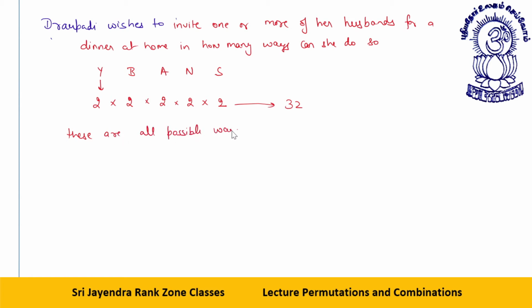These are all possible ways. That is 5C0 plus 5C1 plus 5C2 plus 5C3 plus 5C4 plus 5C5. This is equal to what? 32.